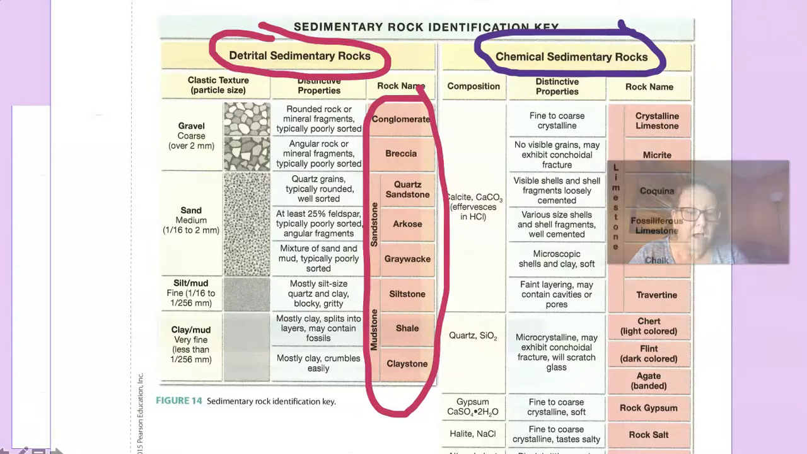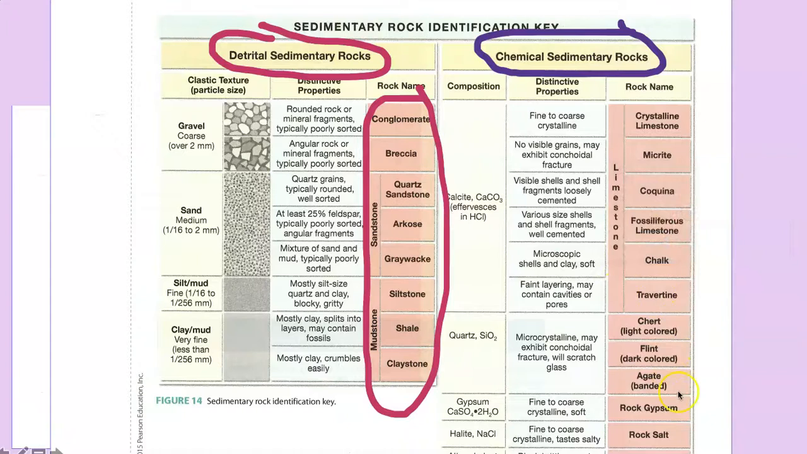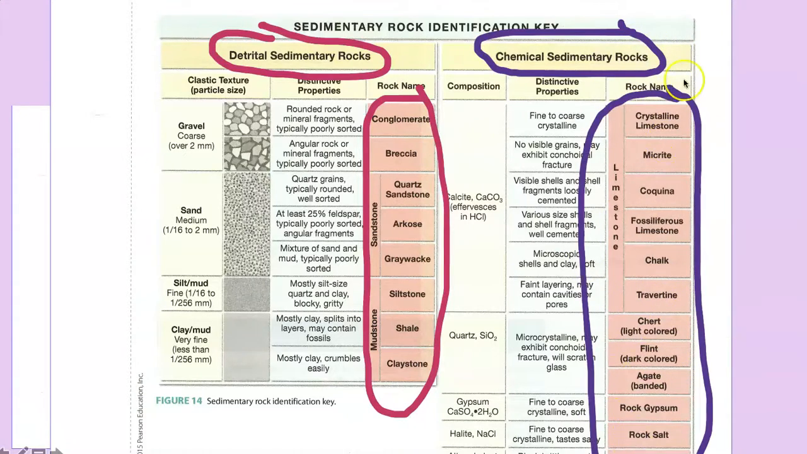And one of the more common rocks is limestone. So we have a bunch of limestones right here, different kinds. And then there's some others as well, including rock gypsum and rock salt, which are minerals we saw before, but when they occur in large giant deposits, they're sometimes referred to as rocks.